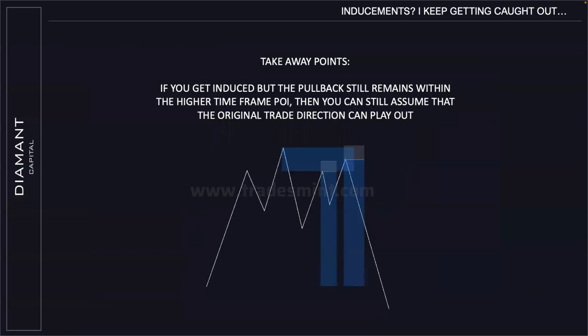So what are the takeaway points that I really want to bring across here? If you get induced, but the pullback still remains within the higher time frame point of interest, then you can still safely assume that the original trade direction can play out.